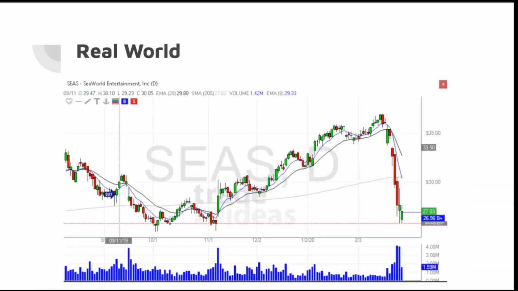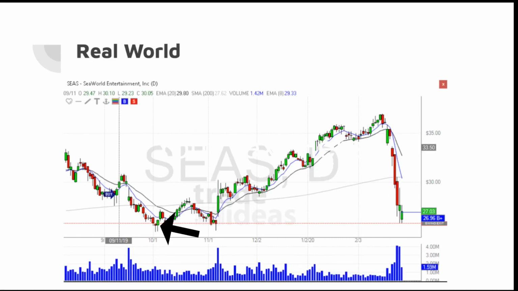And now here is the real world. This is old now. I don't think SeaWorld's doing that good, but where's the support? The support's at that red line you drew there. But you can see what happened: we got what kind of candle? A hammer.